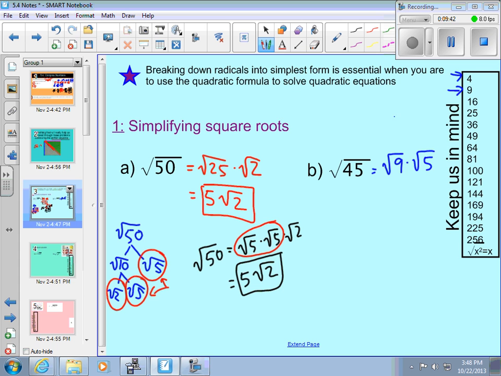Which of these is the perfect square? This one. So square root of 9 is the same as 3 square roots of 5, and that is our answer. So square root of 45 is the same as 3 square root of 5.